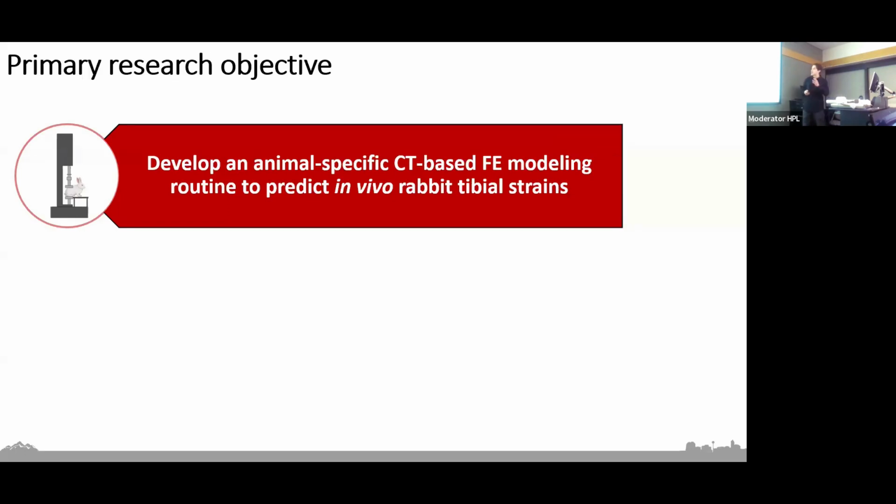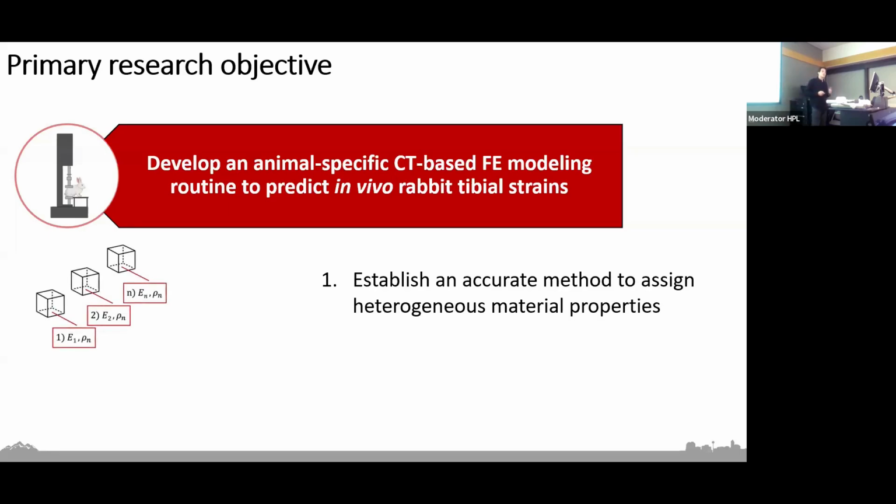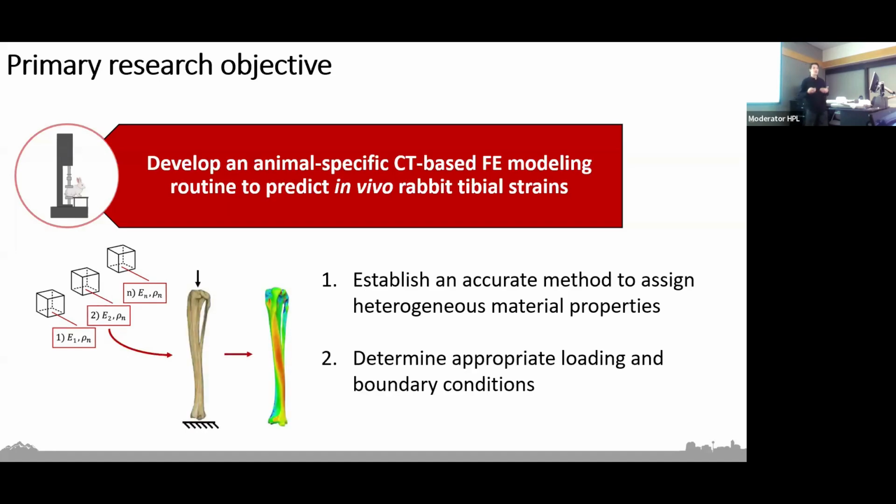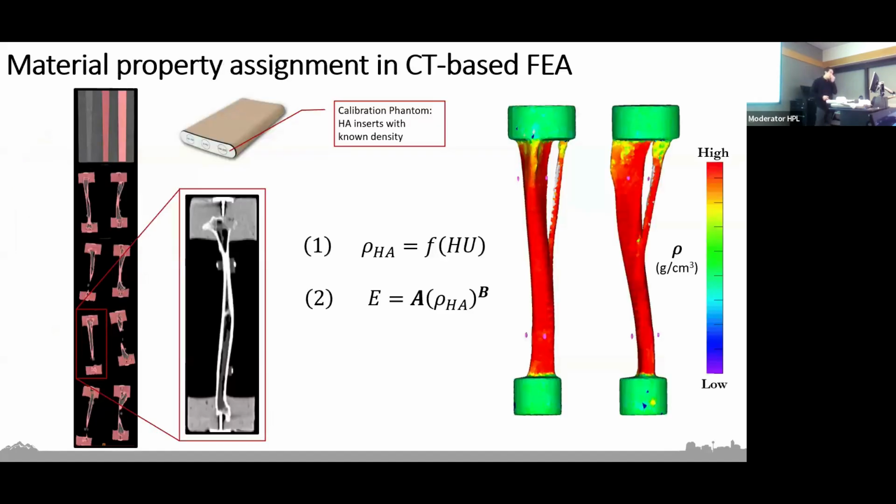And we have to address two things in order to accomplish this objective. First and foremost, we do need a way to establish heterogeneous material properties and come up with an accurate method of doing that. Once we have those material properties, we can go about determining those loading and boundary conditions for our finite element models, and then accomplish our ultimate objective of developing this animal-specific CT-based finite element modeling routine. So I'll start with talking about this issue of material properties.